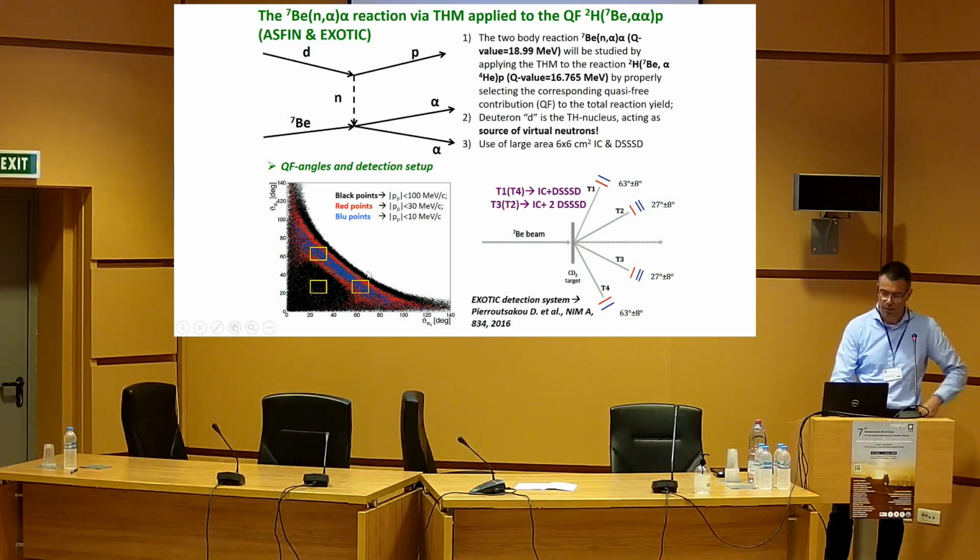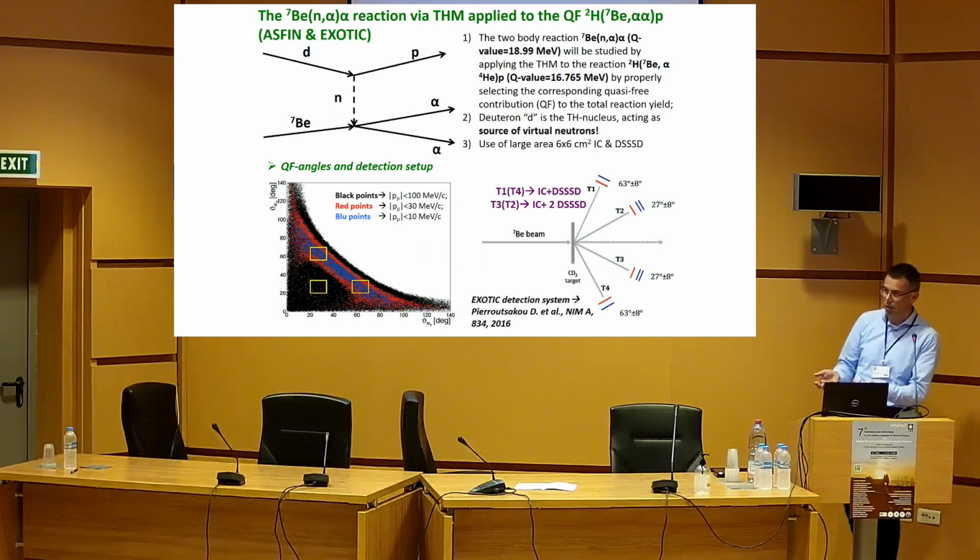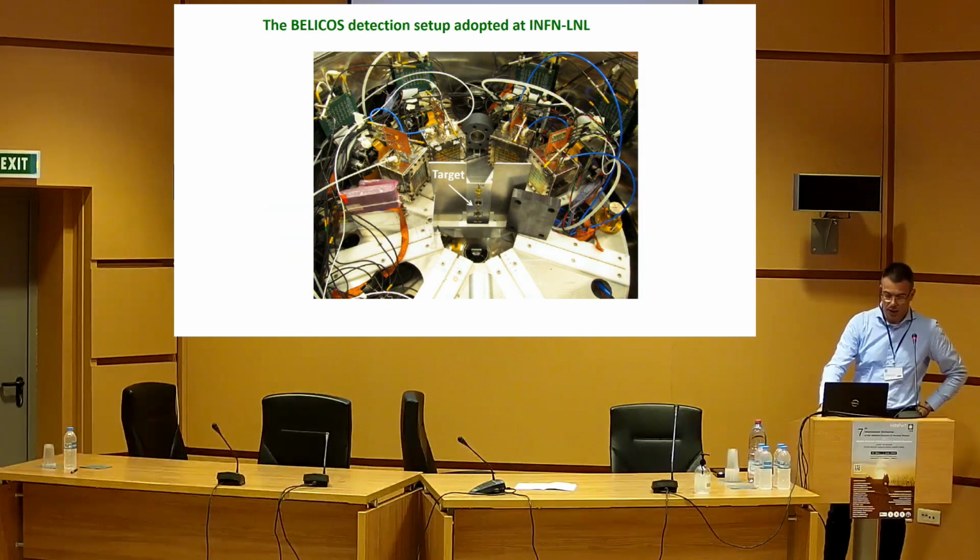So in black, almost the full momentum of the spectator. In red, up to a certain value, so 30 MeV/c. And then for even lower linear momentum of the spectator, 10 MeV/c, the blue points. So we put our detectors exactly at this angle in a symmetrical configuration in order to maximize in the experiment the probability to have a quasi-free reaction mechanism. So here is a picture of the experimental setup.